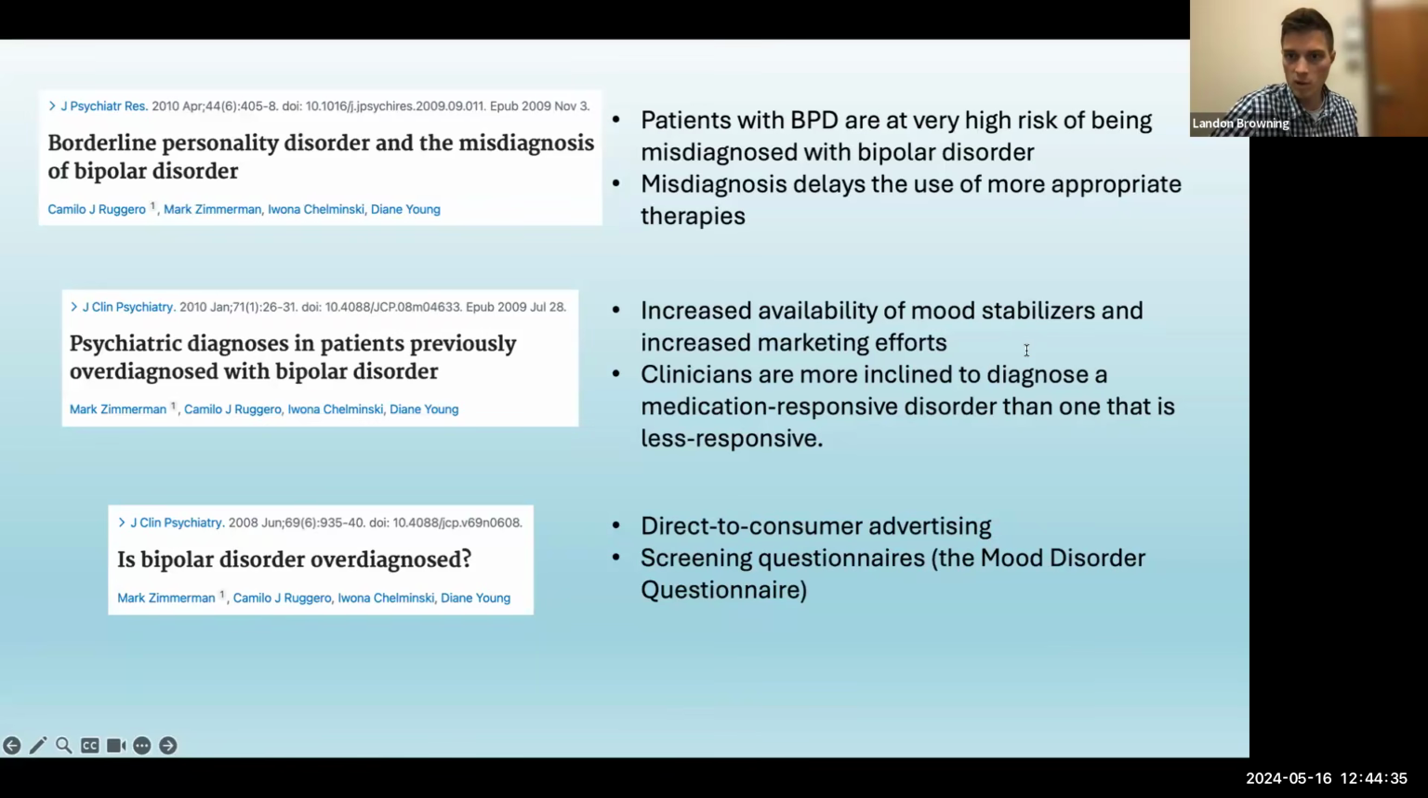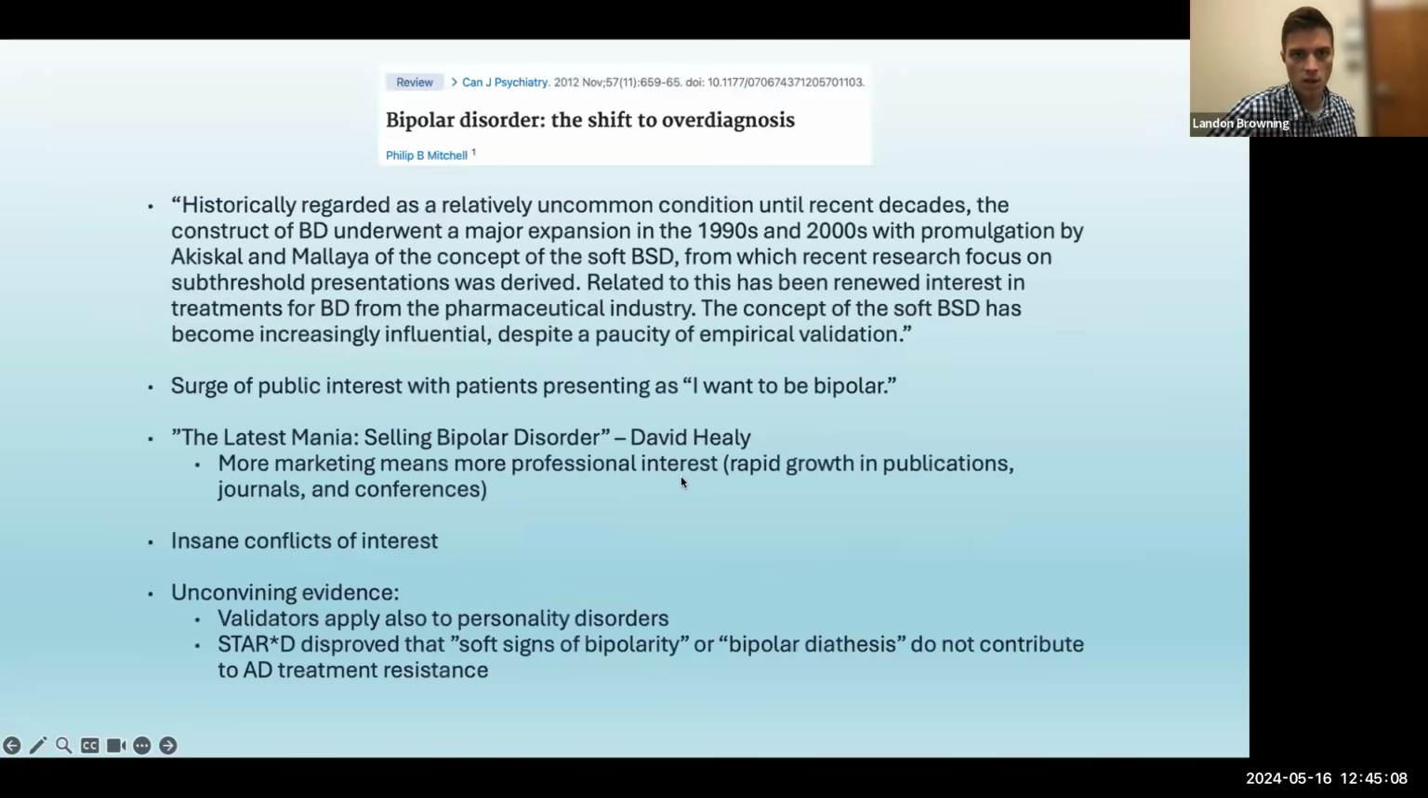And then in the bottom paper, this is the paper that I had in the beginning of the talk, but I also wanted to circle back on some points he makes about direct-to-consumer advertising. He states, "The impact of marketing efforts and publicity probably also plays a role. Direct-to-consumer advertisements that refer individuals to screening questionnaires can result in patients suggesting to their treaters that they have bipolar disorder. Screening questionnaires maximize sensitivity at a cost of false positives." And there's a lot that I had to cut out about the MDQ and studies that he did about that, but it's a little fraud.